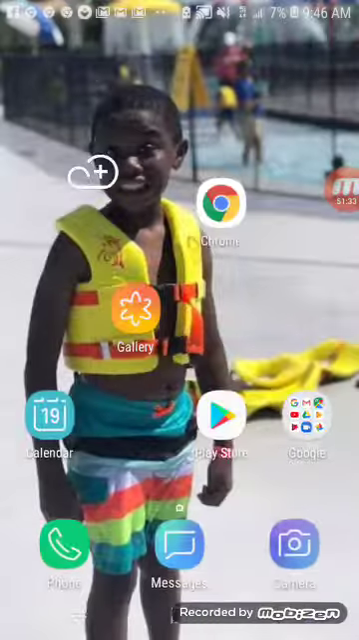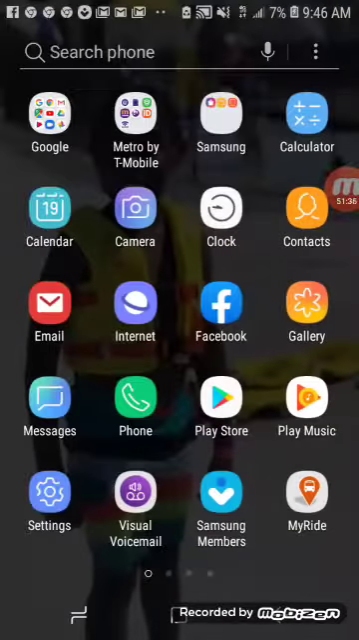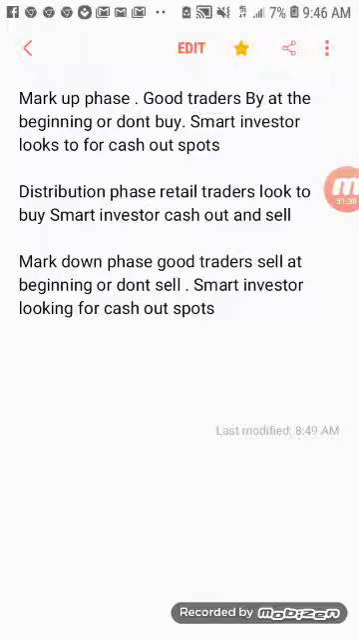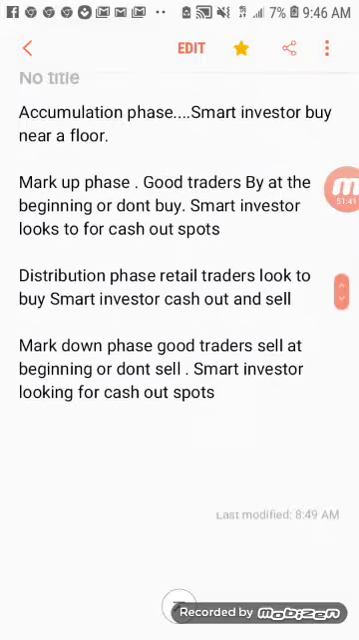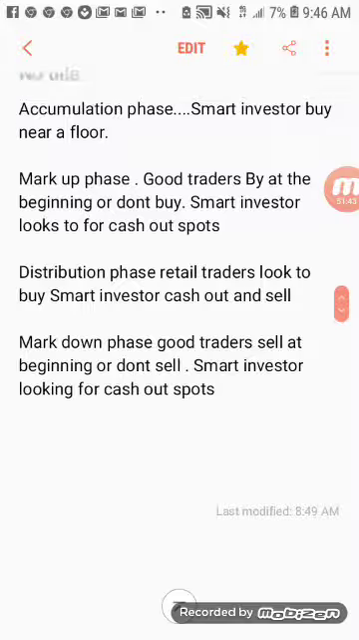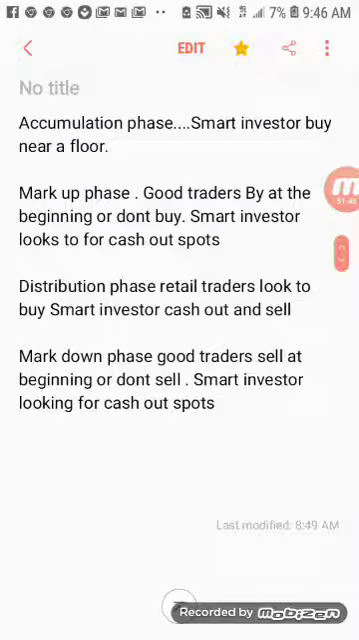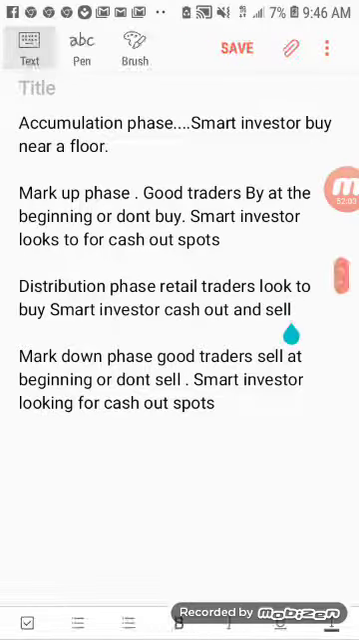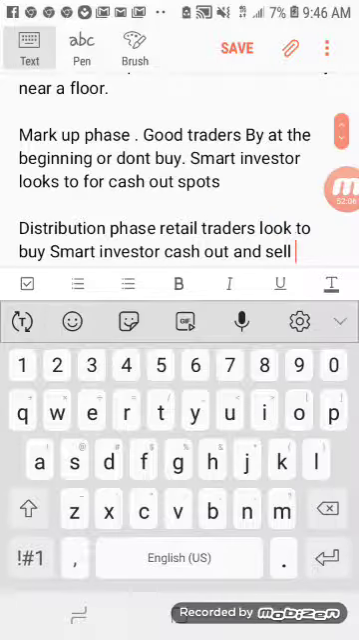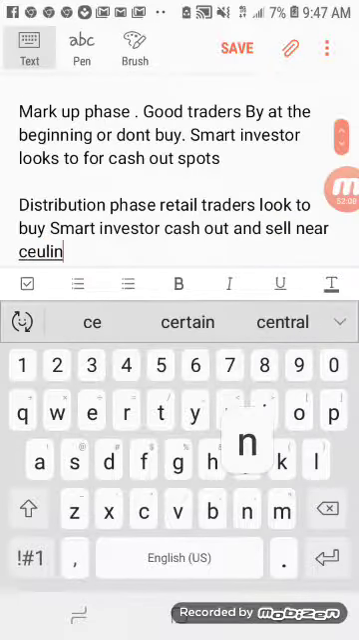So I made some notes so y'all can understand a little bit better. It's the 4 phases. Accumulation phase: smart investors buy near a floor. Markup phase: good traders buy at the beginning or don't buy at all, and smart investors look for cash out spots. Distribution phase: retail traders look to buy, smart investors cash out and sell near ceilings.